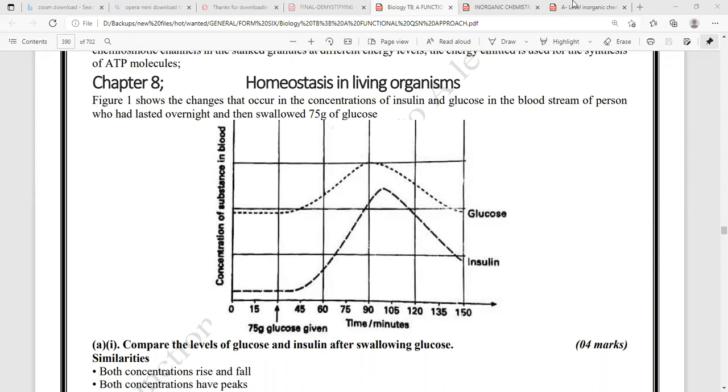Hope you're doing well. Having looked at the topic homeostasis in living organisms and finishing it, I'm taking us through a review of some of the questions that are normally asked, or some of the questions that fall under this topic. Question 1 shows the changes that occur in concentrations of insulin and glucose in the bloodstream of a person who has fasted over a night and then swallowed 75 grams of glucose.